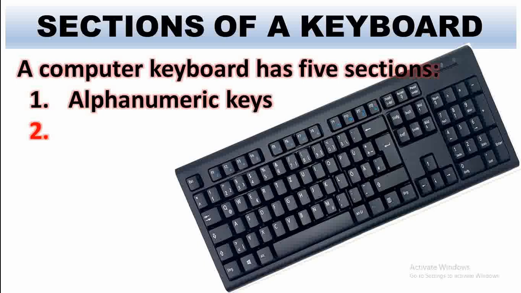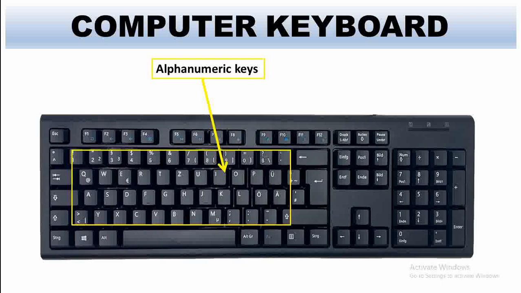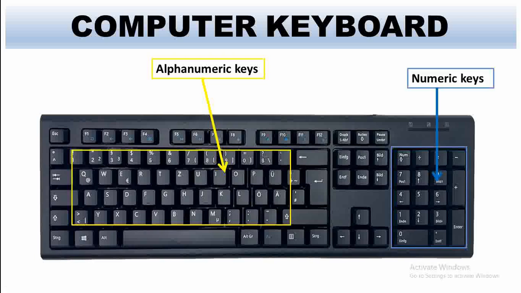The second one is numeric keys. In that section we have only numbers. Look at the section at this side, that is, at the right side. If you look at that side, we have just numbers: 1 2 3 from the bottom, 4 5 6 7 8 9. Then we have 0 down. So that section we call the numeric keys.